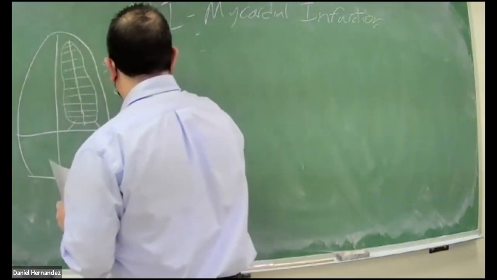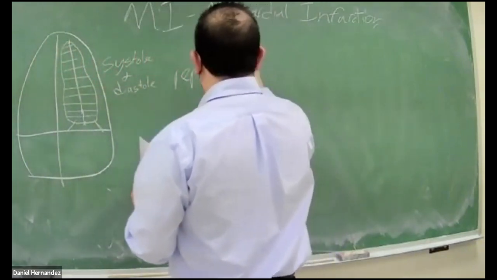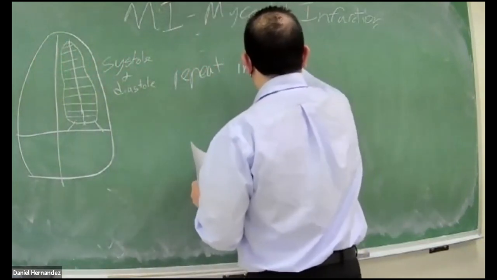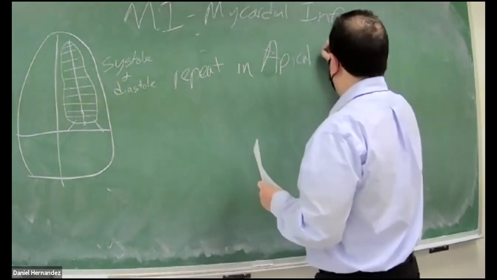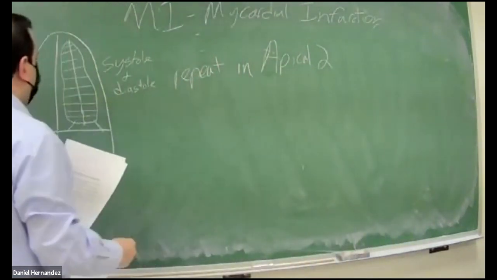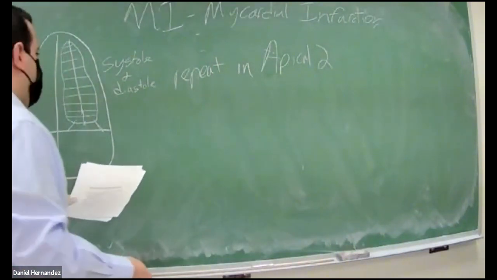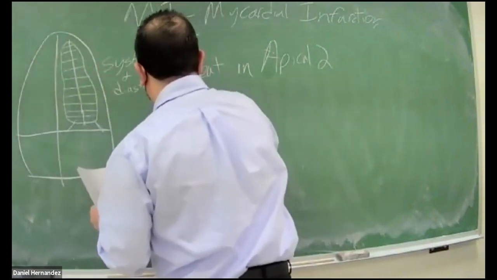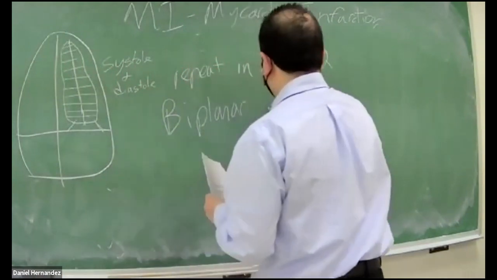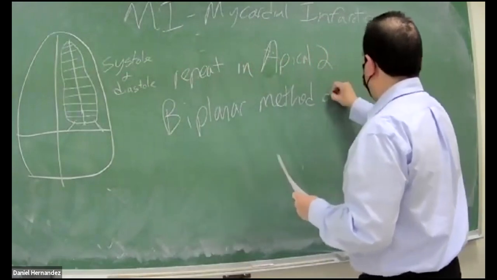And we repeat in apical 2. So this is that biplane method of disks.